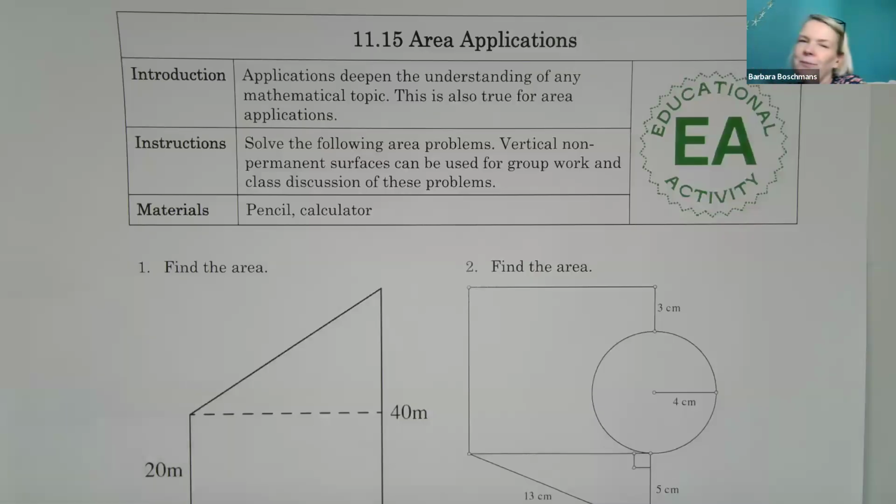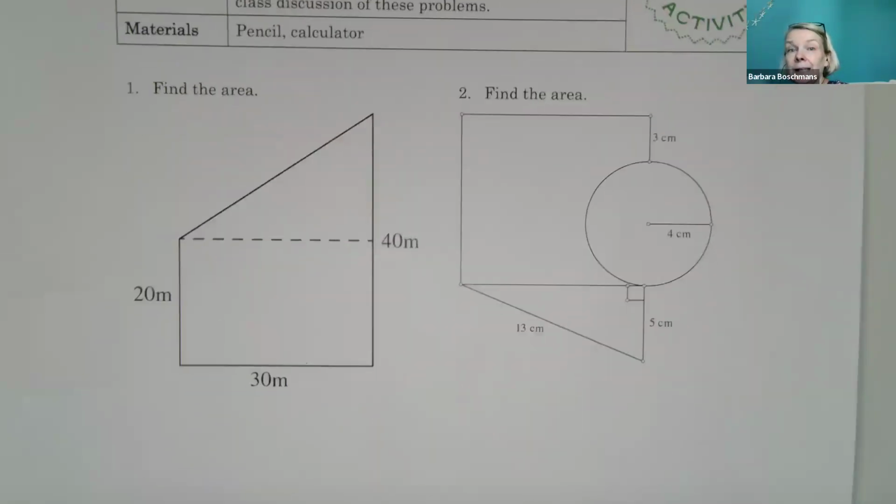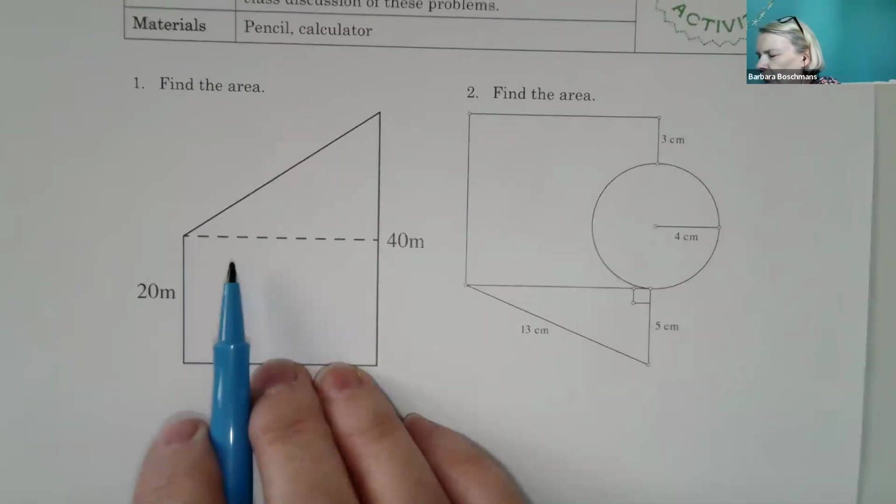Activity 11.15 is area application. For this one, we're going to put it all together. We're going to look at the first 9 problems, and I'm just going to do a little intro to each problem and then have you work on those and share them. Some of these will look familiar because we looked at perimeters, so some of the work might already have been completed. So find an area.